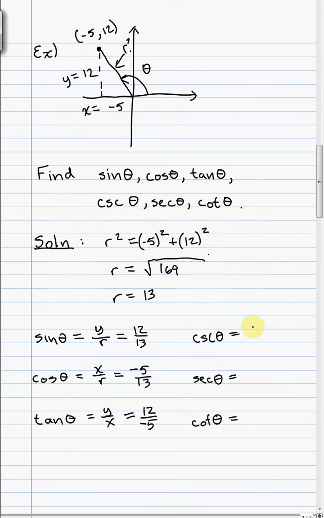So cosecant is 1 over sine, or the reciprocal of sine. Secant is the reciprocal of cosine, so 13/5, negative. And cotangent is 1 over tangent, or negative 5/12. Again, just flipping tangent upside down. All right, so let's look at another one. This one's a little bit more complicated, but the same idea.